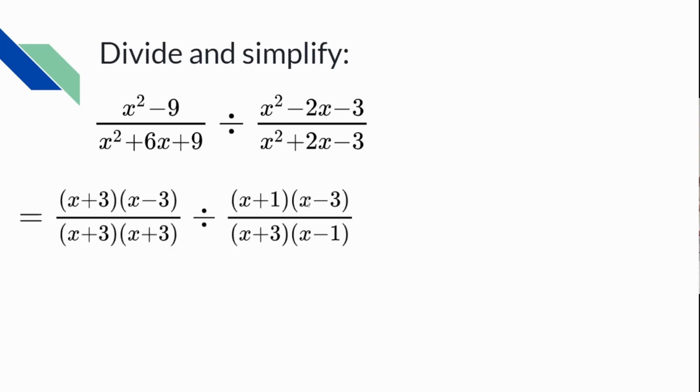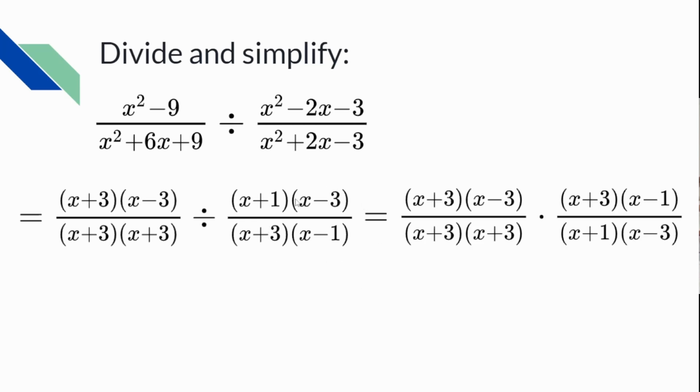We're dividing this by this, right? So that's the same thing as multiplying by the reciprocal of this expression here. Okay? So we swap the numerator and the denominator there to turn this into a multiplication problem.